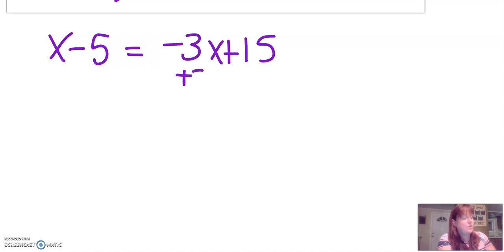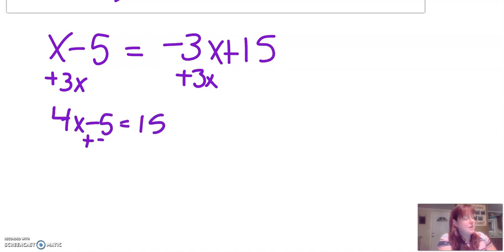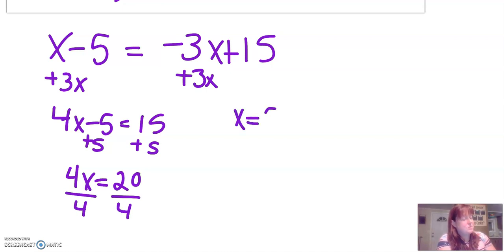We're going to add 3x to both sides, and we end up with 4x minus 5 equals 15. And then we add 5 to both sides, and we get 4x equals 20. Then we divide by 4, and we get that x equals 5. And we go back and then we check that solution.